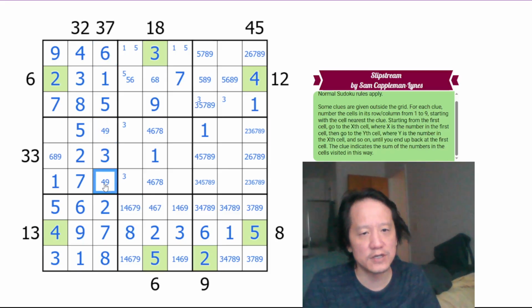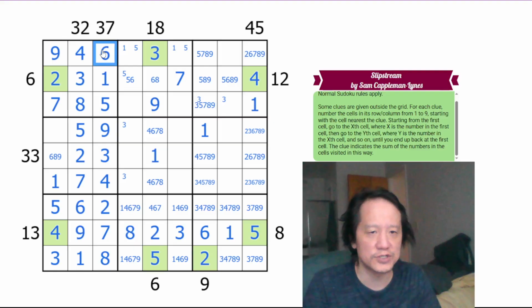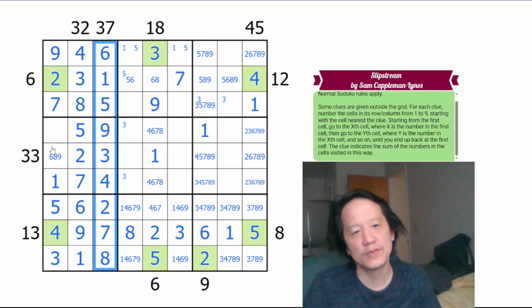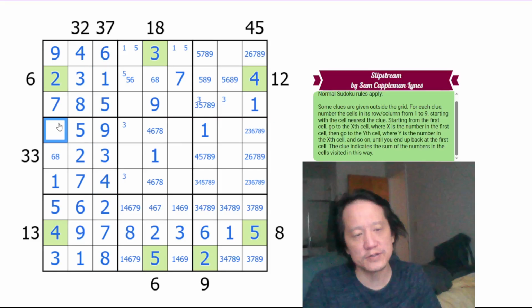So it points to here. This cannot be 9th, because then that would skip the 4. So this has to be a 4, which makes this 9. So then it goes jumping here. 6 to the 4th, to the 9th, to the 8th, to the 7th, to the 2nd, to the 1. And that adds up to 37. So this cannot be 9, so this is a 6-8 pair here.